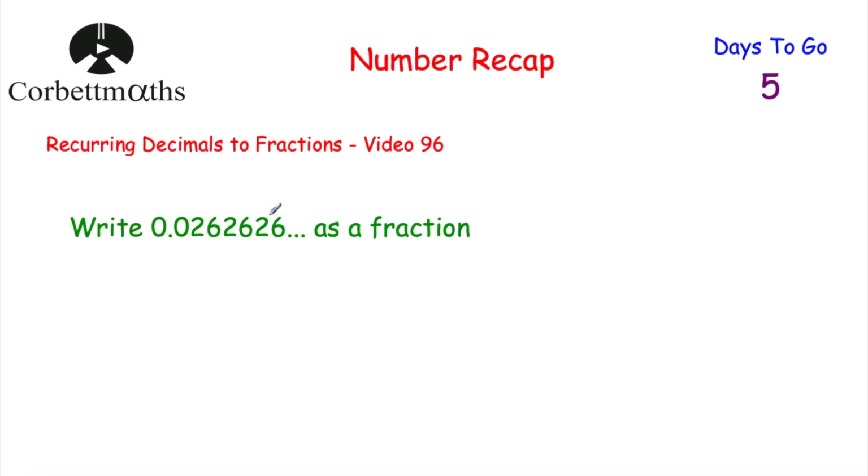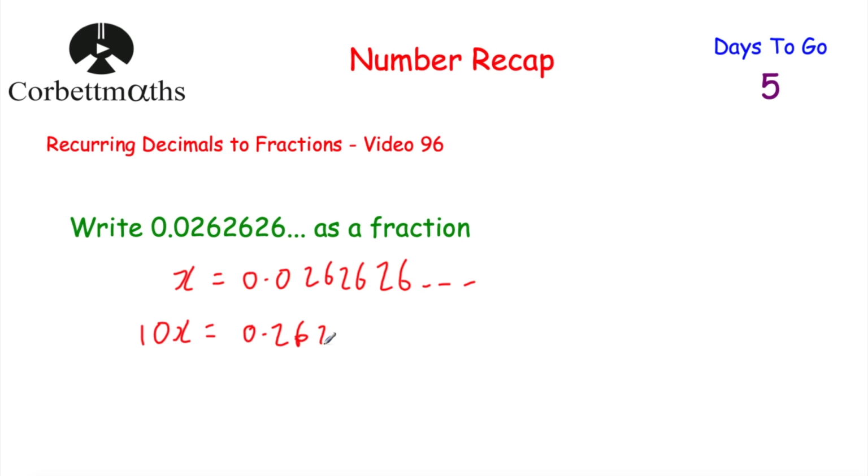So in terms of that, what you would do is what you've been given in the question, this 0.02626 and so on, you call that x. So x equals 0.0262626 and so on. We then want the same recurring but after the decimal point, so let's multiply this by 10. So 10x would be equal to 0.262626 and so on. So we've got 10x, and that's got the 262626.